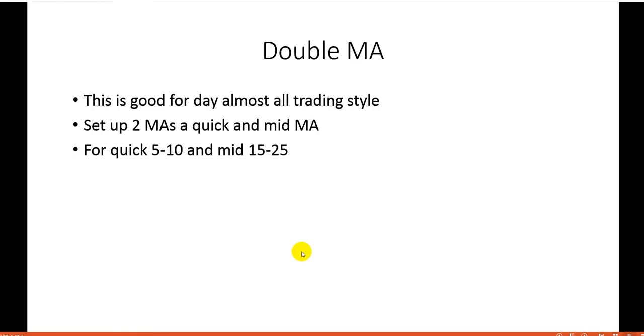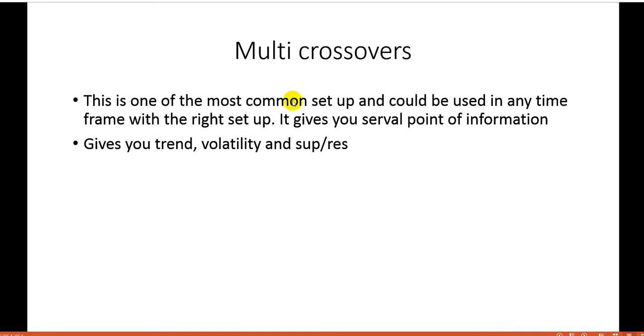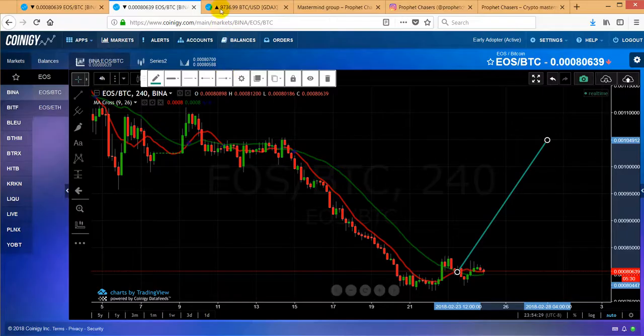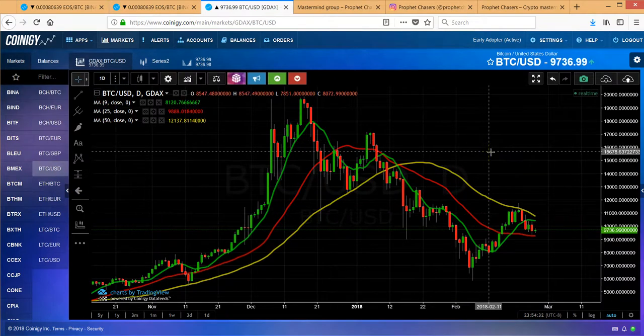The last one would be the multi crossover. And this is one of the most common setups you'll see. Usually you see 3 to 4 moving averages on someone's chart. And obviously this is good for all times, and it gives you several points of information: trend, volatility, and support or resistance. It's especially useful on the longer terms, like if you're trading within a couple days. It's super accurate as far as telling you those trends, the volatilities, and supports and resistance. Let's go ahead and look at this example that I have up here.